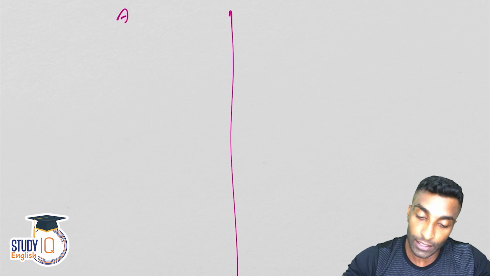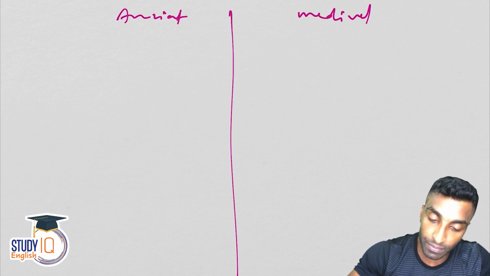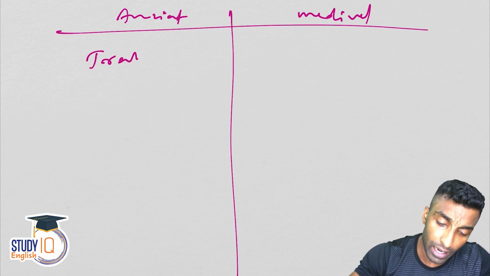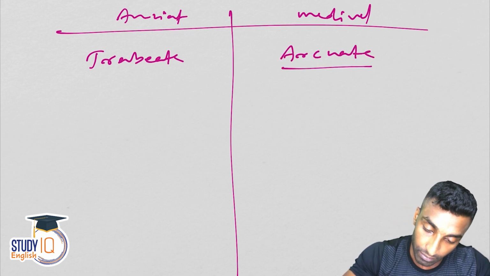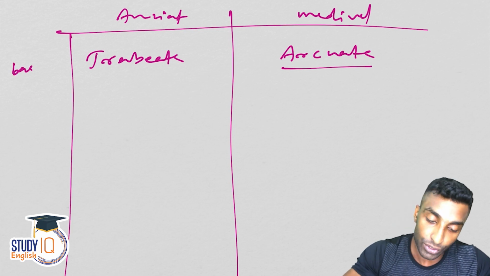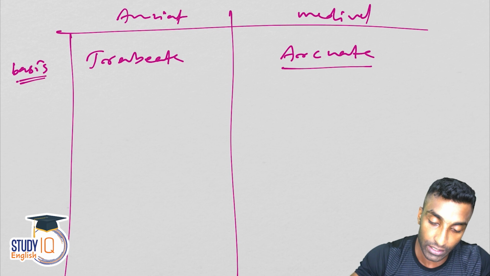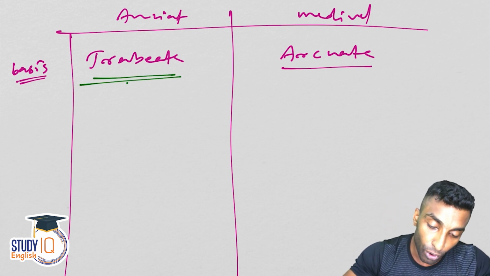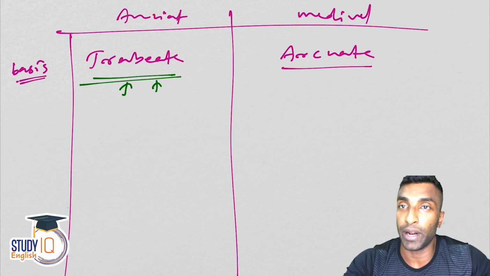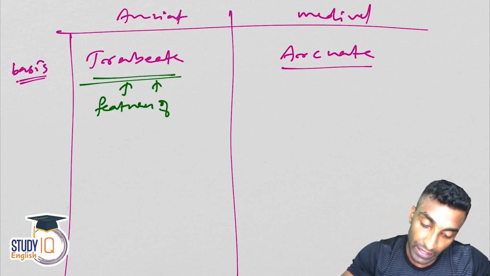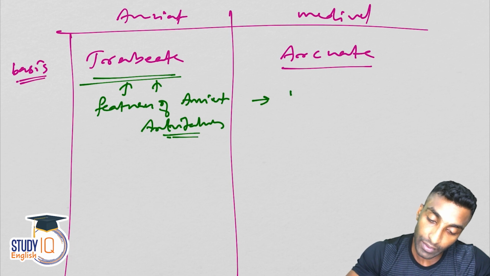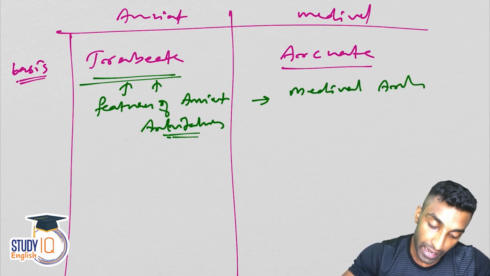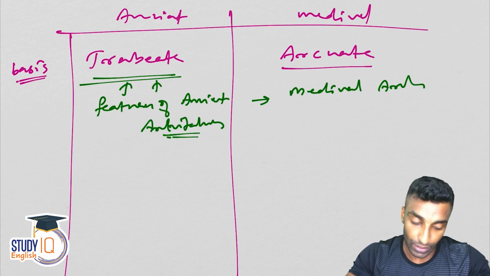I'll quickly discuss the main difference between ancient and medieval architecture. So let's discuss the ancient and medieval, or rather, I'll name this Trabeate, this is ancient, and Arcuate, this is medieval. We will also see the basis, what all things we will have to consider. All the architectural features of the ancient period are clubbed under Trabeate. So features of ancient architecture, that is Trabeate, and here features of medieval architecture. That is just for understanding.